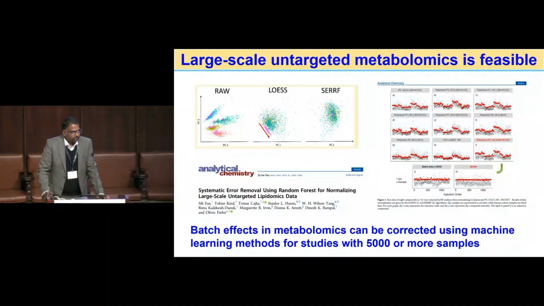Now, large-scale untargeted metabolomics is feasible for blood specimens if we use machine learning methods to correct batch effects and signal drifts. In this paper, we highlighted that a simple random forest machine learning method can get rid of most of the technical variance and the batch effects we introduce by sample preparation or instrument variability. We call it SERRF, systematic error removal using random forest. We have tested that on 1,000 samples, 5,000 samples. It works beautifully: most of the analytical and technical variance can be removed by machine learning based batch correction or signal correction methods.